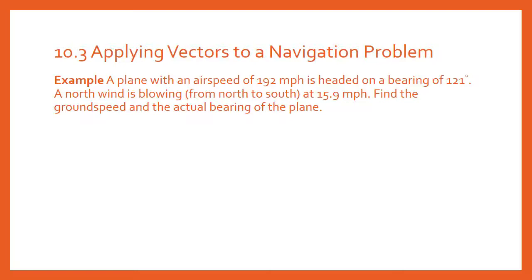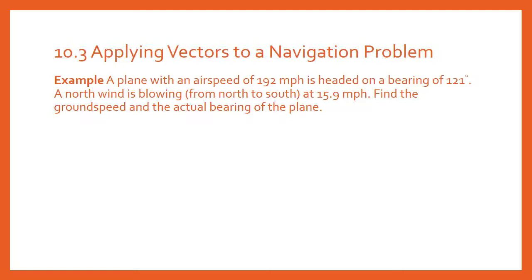Now, when we do these problems, you've got to realize you're going to have two speeds and two bearings. One is from the perspective of the pilot in the plane. The pilot in the plane has the plane set going at a certain speed and has the plane set to a certain bearing. Outside of the plane, you have a wind blowing that is pushing the plane. It may be pushing it faster, it may be pushing it back. It's probably going to be pushing it off of its bearing.